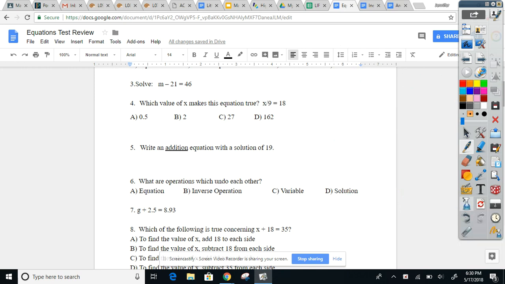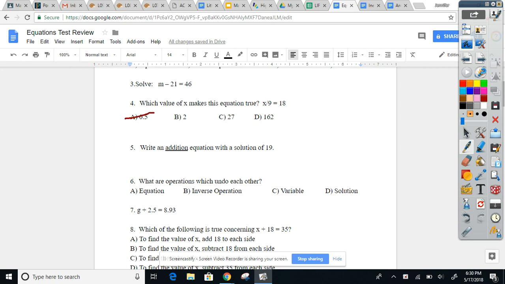Number 4, which value of x makes the equation true? So I'm going to make this statement a true statement. All right, so look at A. It says 1/2, and if we plug in 1/2 for x, that would be a half. 0.5 is 5/10, same thing as a half. Half divided by 9 is 18? Okay, so you're telling me that 1/2 divided by 9 gives me 18? That doesn't make any sense, so that's not going to be my answer.